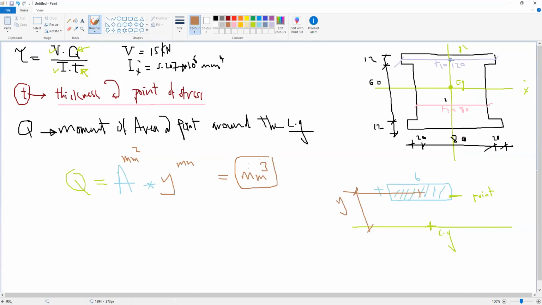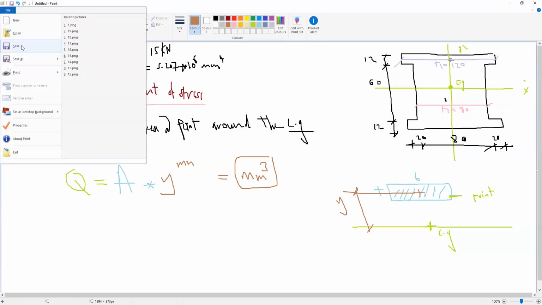Okay, this is Q. So now, to calculate tau, the shear stress, we need the shear force V. Q is the moment of area at the point around the CG, I is the inertia, T is the thickness. Okay, so now we can apply this to our problem. I will save this one.